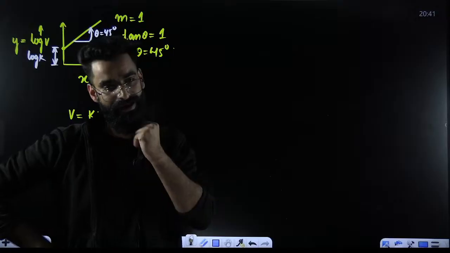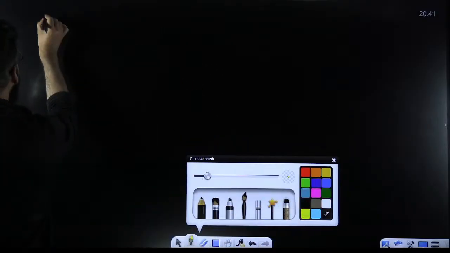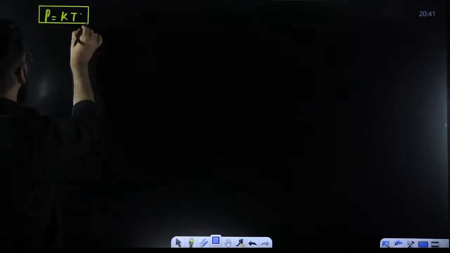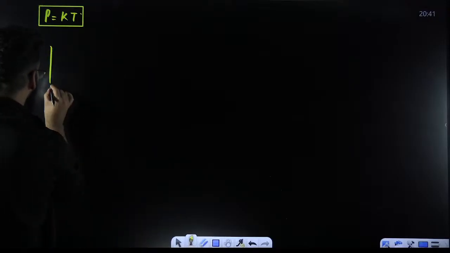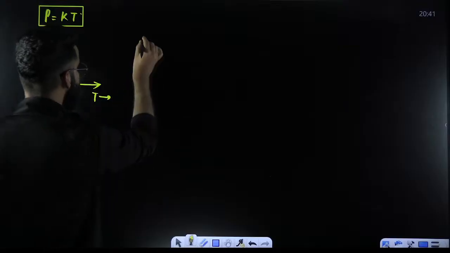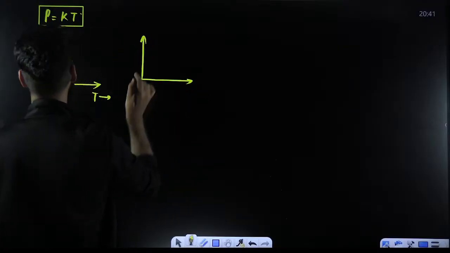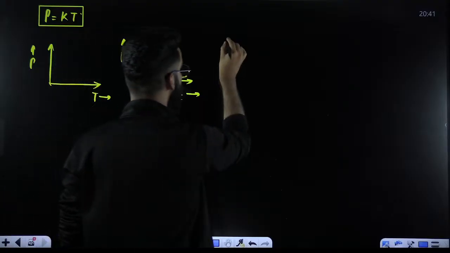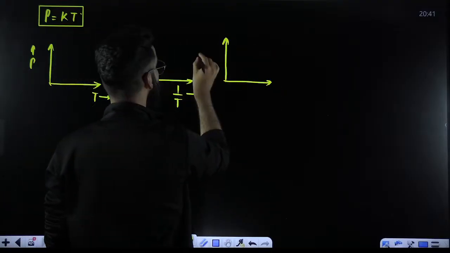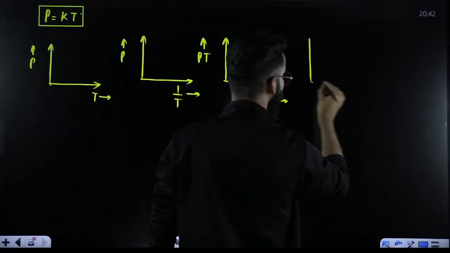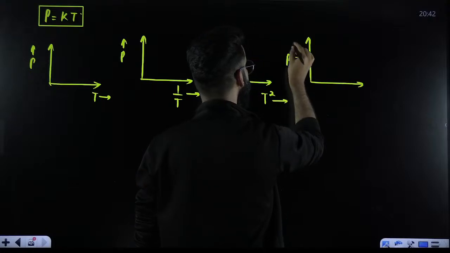Perfect. All right. Now you should be in a position to make certain graphs. For example, I'm giving you the equation P is equal to K multiplied by T. This is the equation which I'm giving you. Can you let me know these particular graphs? Pressure versus temperature. This is the first graph which I want you guys to make. Second, pressure versus 1 upon temperature. Third one, for example, PT versus T square. This is one more graph which I want you guys to make. The next one is nothing but PT versus T.